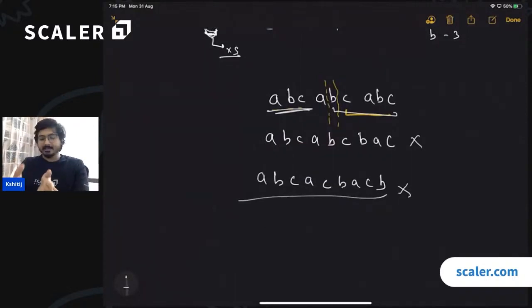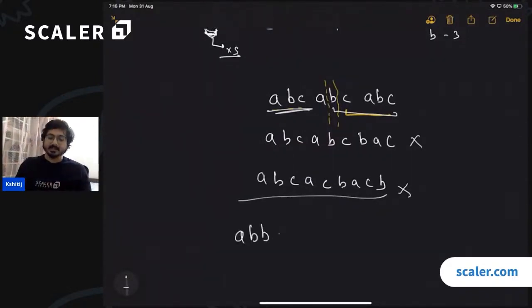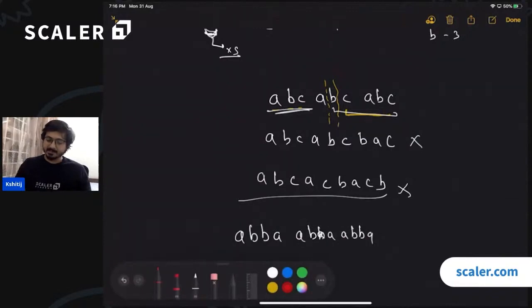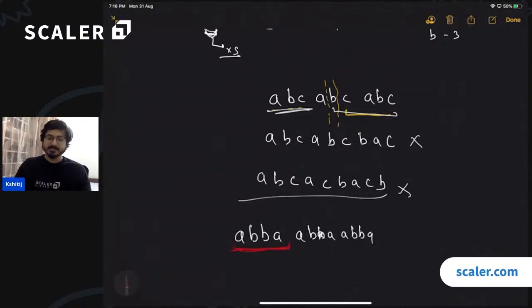And guys, there can be repetition inside the substring as well. I can have A, B, B, A, and then again A, B, B, A, B, B, A. In this case, I have a substring of length 4, which is A, B, B, A, which is repeating. There is no condition that the repeating substring should have unique characters. You can have repetition inside the substring as well.